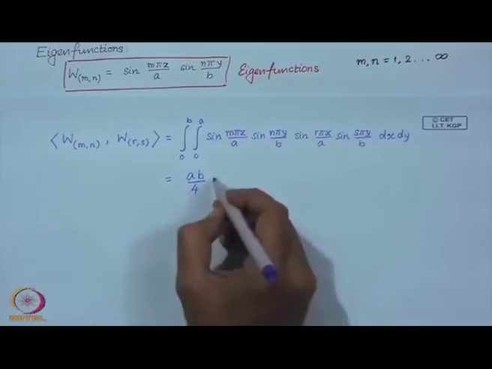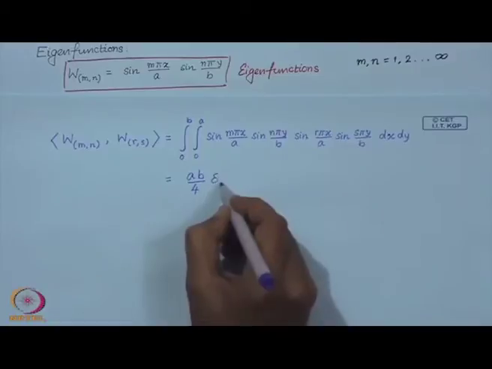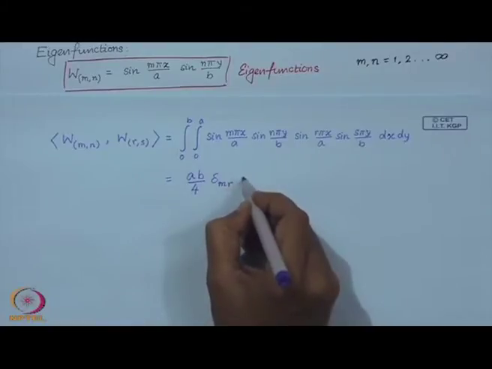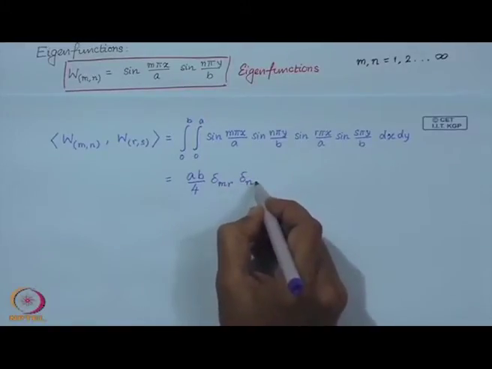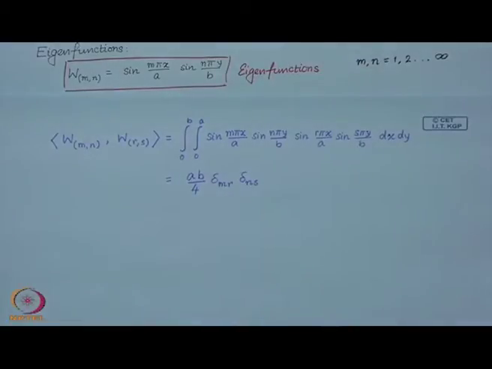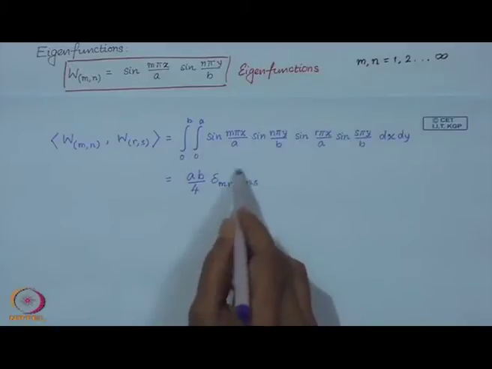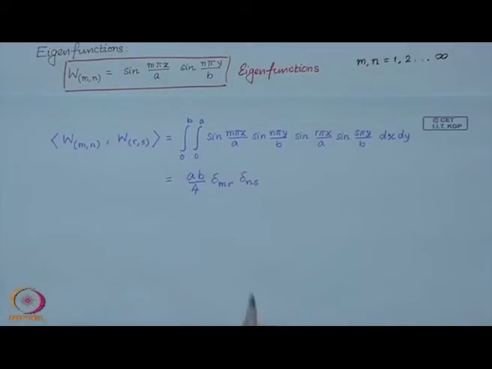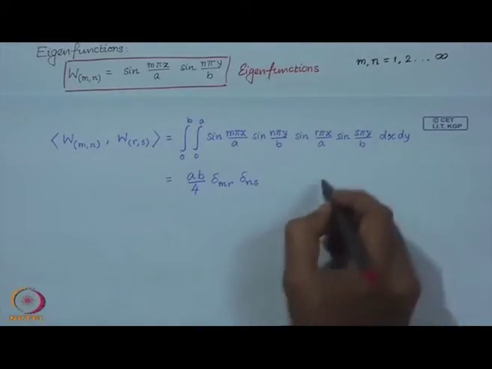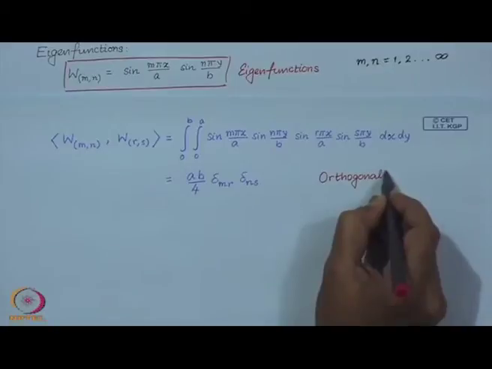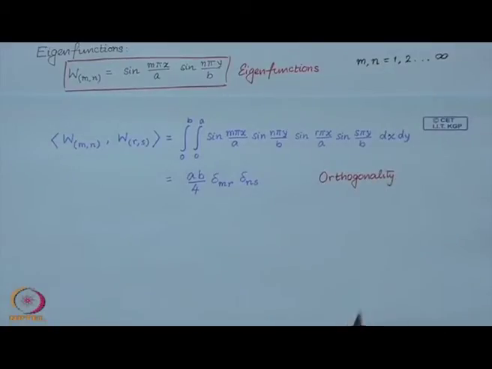that happens when m is equal to r and n is equal to s. So, these are Kronecker delta functions. So, this takes a value 1 only when m equals r, and similarly this takes a value 1 when n equals s, otherwise they are 0. So, this is the orthogonality property of the eigenfunctions.